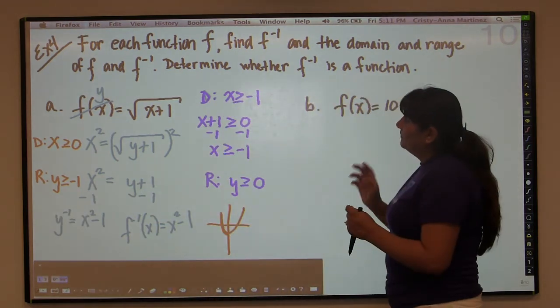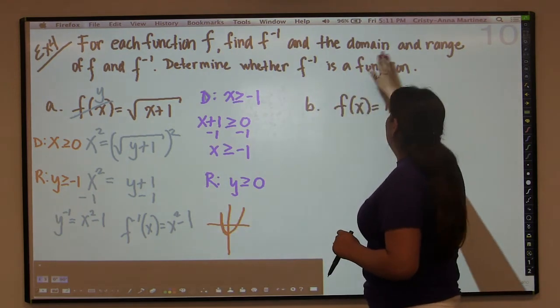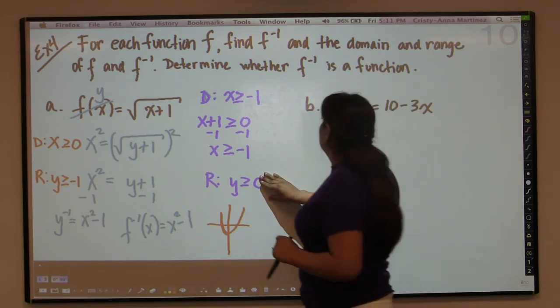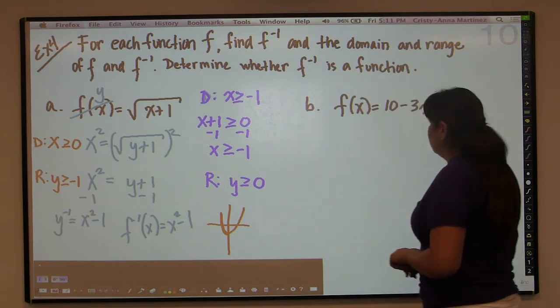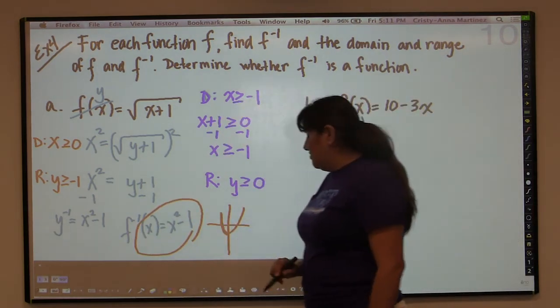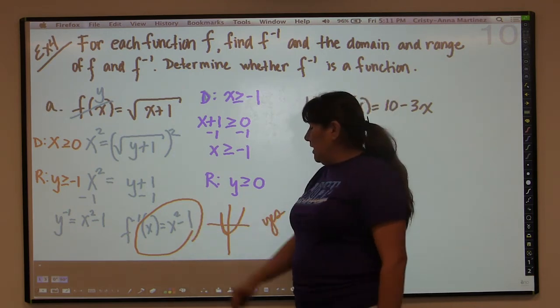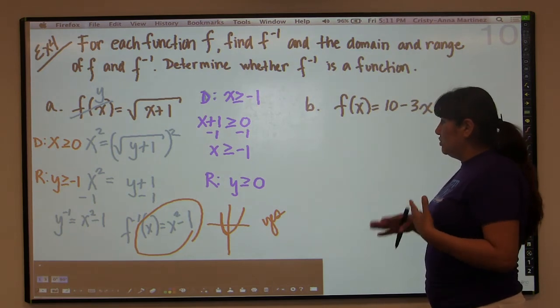So we have found the inverse. There it is, x squared minus 1. The domain and range of f, domain and range of f inverse, and lastly, whether f inverse is a function. Because this is a well-behaved function, it has no square roots, it has no division by 0, then yes, it is a function. There's only one piece to the function, so there you go.